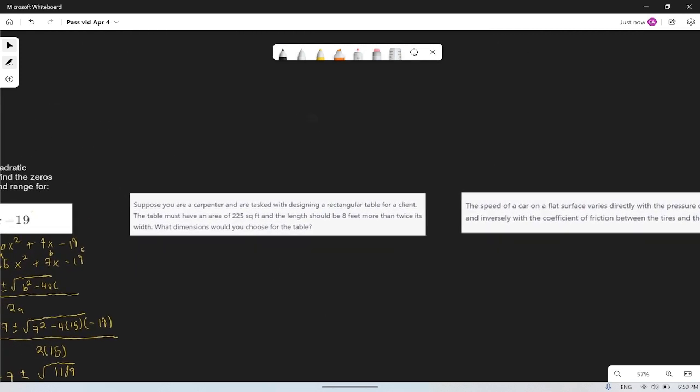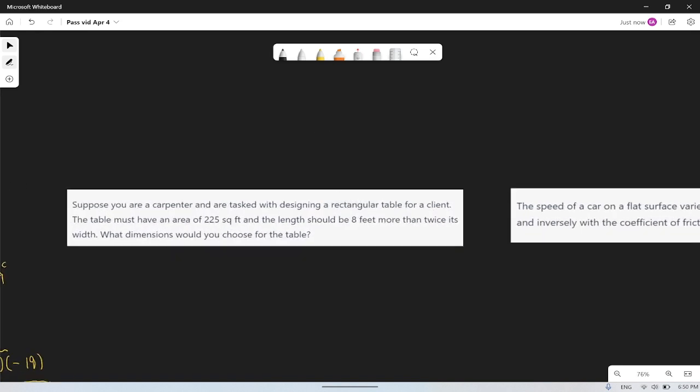Alright, now we have a quadratic word problem. So suppose you are a carpenter and are tasked with designing a rectangular table for a client. The table must have an area of 225 square feet. And the length should be 8 feet more than twice its width. What should the dimensions be?